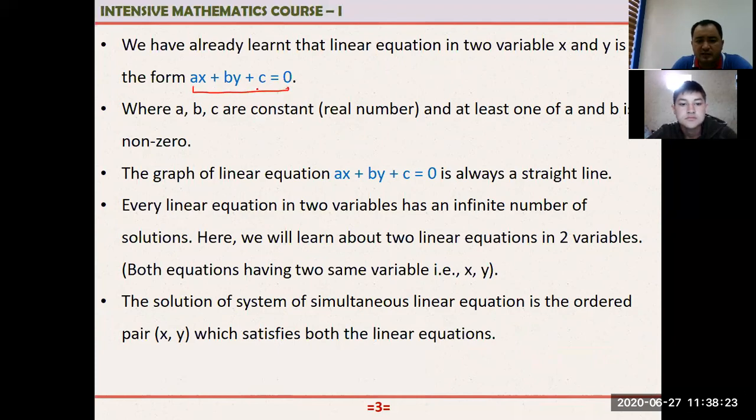Linear equation in two variables. What are the variables? X, the first variable, y is the second variable. And all variables are multiplied by constants. That's why we call this linear.